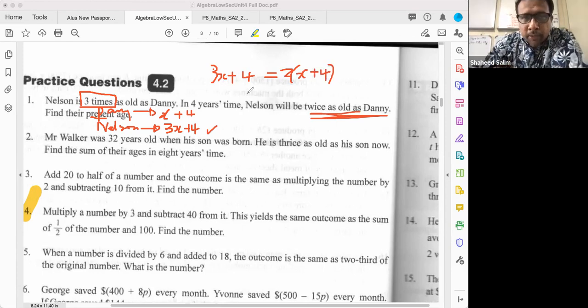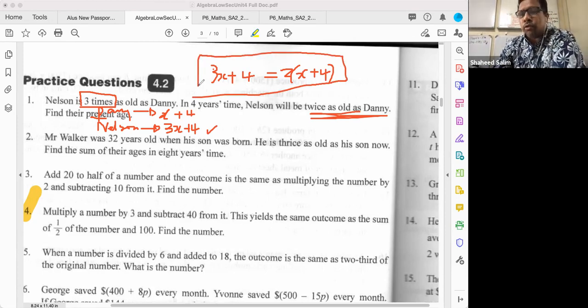Don't solve. This is what you need to come up with now. If you cannot come up with this, how are you going to solve? So the practice now is we're going to practice coming up with this. It's a little bit tough, but it's okay. You'll get used to it.